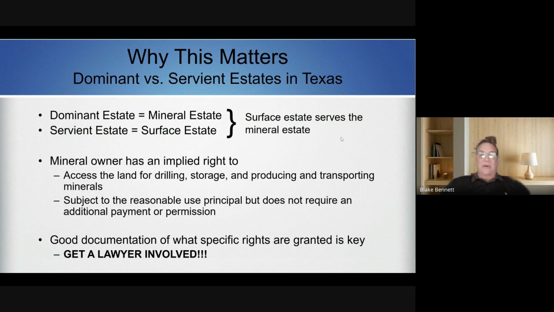The mineral owner has the implied right to access the land for drilling. It is subject to the reasonable use principle, but it does not require an additional payment or permission. The mineral estate is the dominant estate. Good documentation here is important. Get a lawyer involved if you have a significant mineral estate that you're trying to either hold on to or you're conveying.